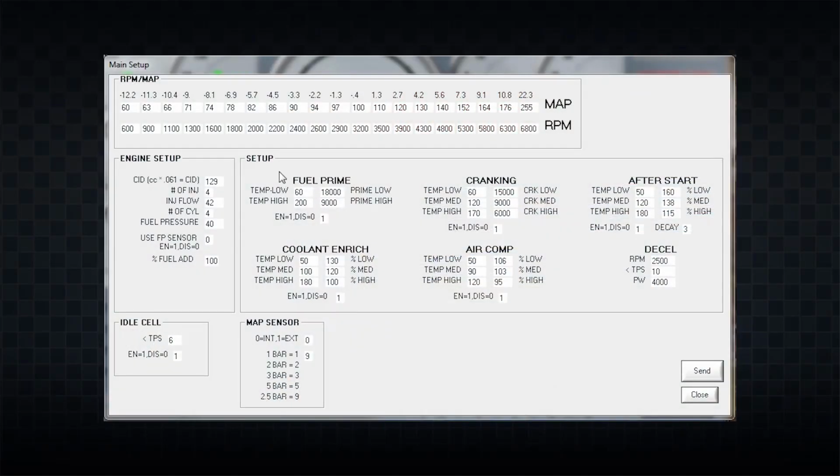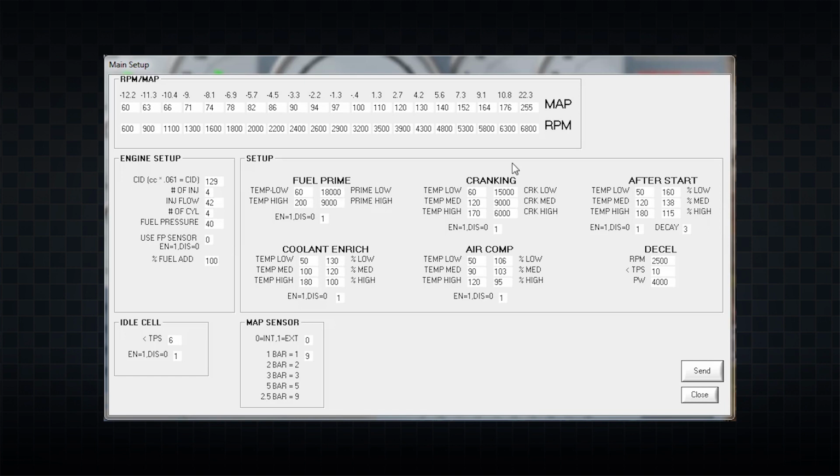Next, we'll be going over the setup windows. We have fuel prime, cranking, after start, coolant enrichment, air compensation, and decel. We'll first start with fuel prime. Fuel prime is the initial shot of fuel the fuel injectors give the engine when you first turn the key on. So when the engine's cold, in this example, we're giving it a shot of 18,000 milliseconds. When it's up above 200, we give it 9,000. Now these two values interpolate, so if you've got a temperature between those two values, it will be a shot between these two numbers here. You could change these to help get the engine started.